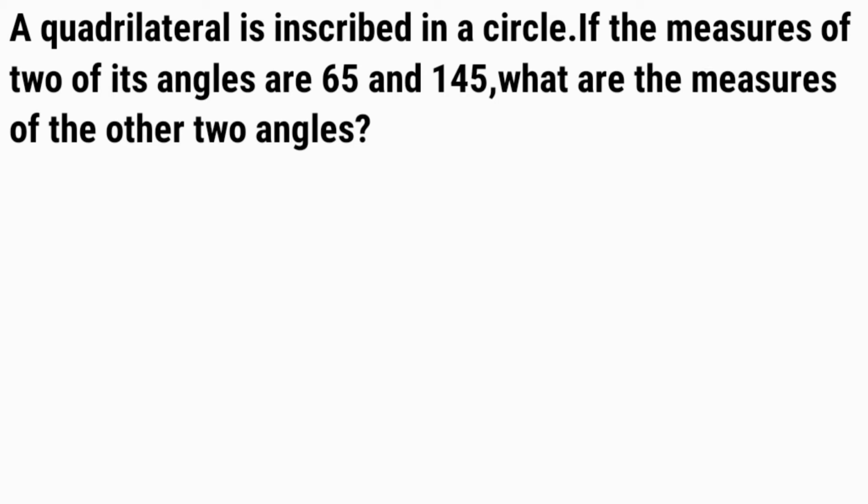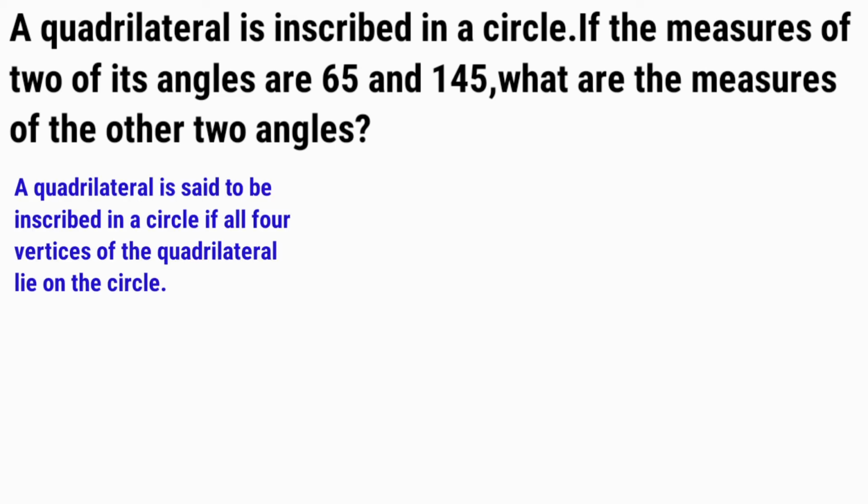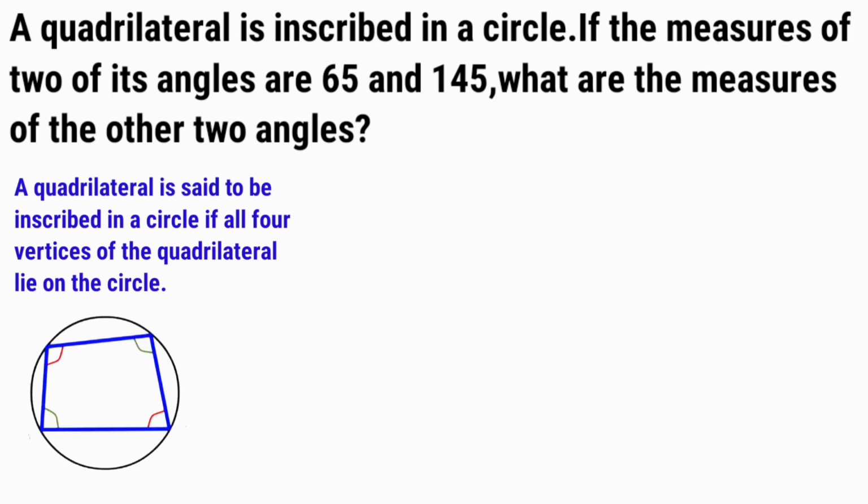A quadrilateral is inscribed in a circle if the measures of two of its angles are 65 and 145. What are the measures of the other two angles? Note that a quadrilateral is said to be inscribed in a circle if all 4 vertices of the quadrilateral lie on the circle. As shown in the figure, the yellow dots are the vertices of the quadrilateral. This quadrilateral inscribed in a circle is known as a cyclic quadrilateral.